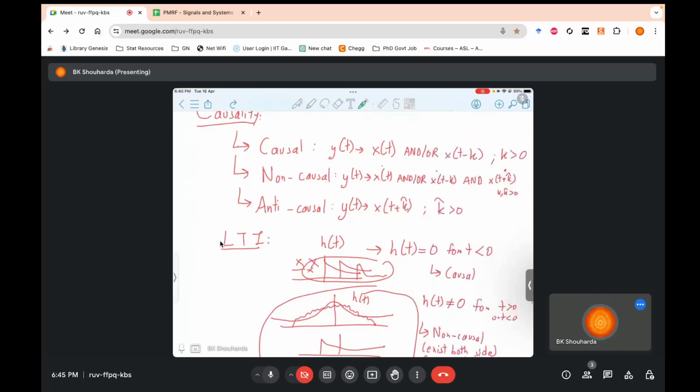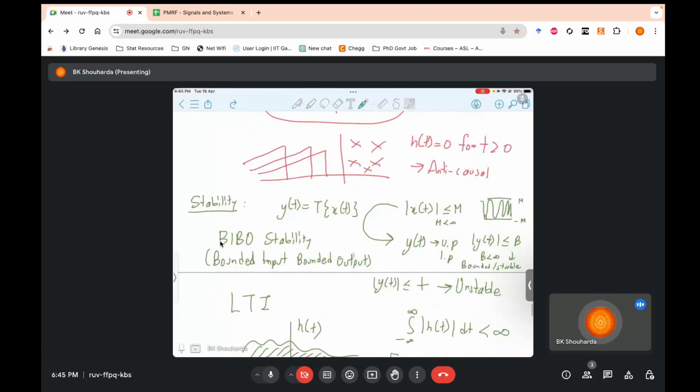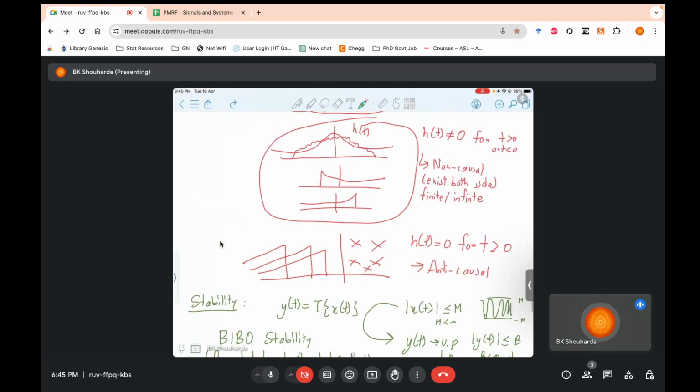Causality, so as I mentioned earlier, the impulse response should exist only for t greater than 0. For t less than 0, it should be 0. Causality, the present value of the signal should depend only on past and present values of the inputs. It should not depend on the future values.